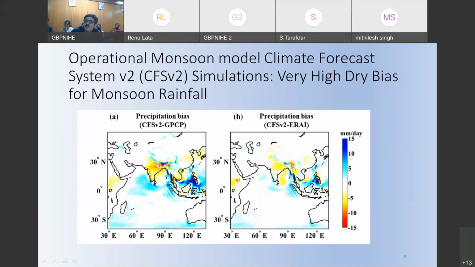But as soon as you represent the Himalaya in a better way in the model, the entire system performs very well, and a lot of monsoon characteristics are becoming very prominent. That's one of the things. And the second thing, of course, is the recycled precipitation.